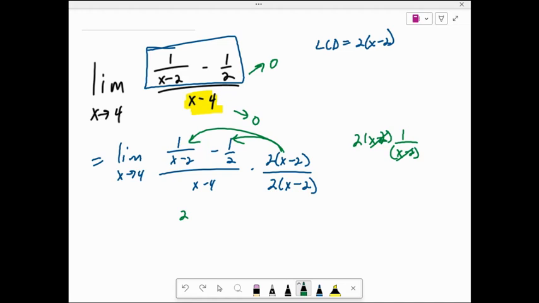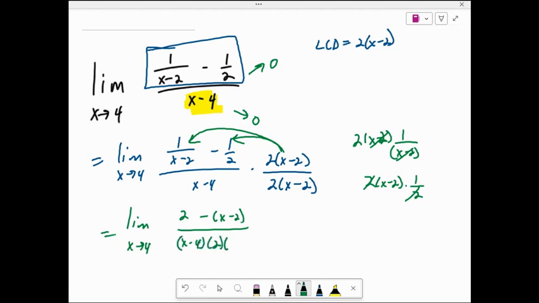Similarly, if I put the 2x minus 2 with my half, then the 2s divide out, and I get x minus 2. Okay, so I have the limit as x approaches 4 of 2 minus (x minus 2), over (x minus 4) times 2 times (x minus 2). So basically, by multiplying top and bottom by the LCD, you're taking care of two problems at once. One, I have to subtract these rationals, and two, I don't want to have a fraction within a fraction. If you want to do them in 2 steps, that's perfectly fine.